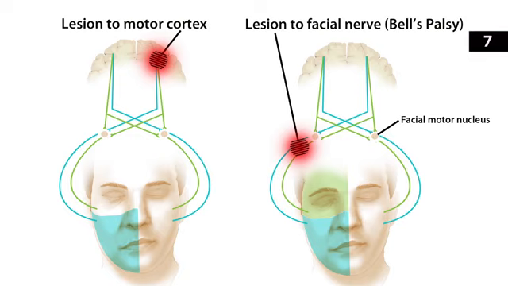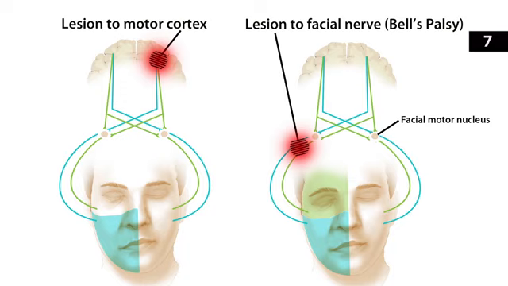In a left motor cortex stroke, only the right lower face will be paralyzed because the right upper face still receives innervation from the right motor cortex. But since the left motor cortex is the only cortex that innervates the right lower face, it will be paralyzed.